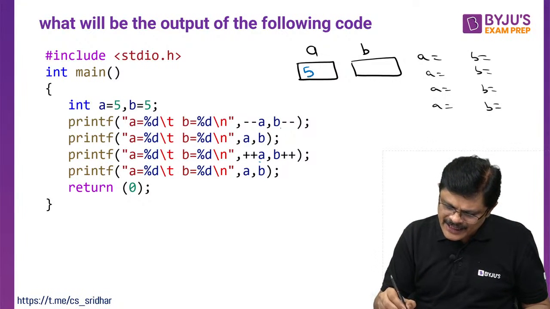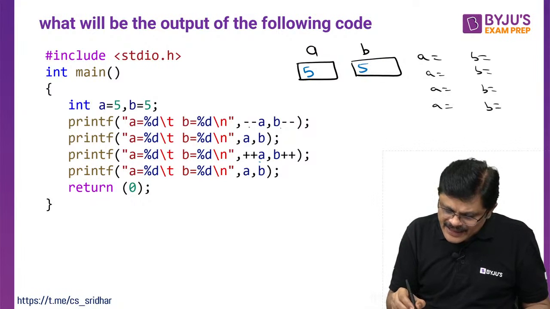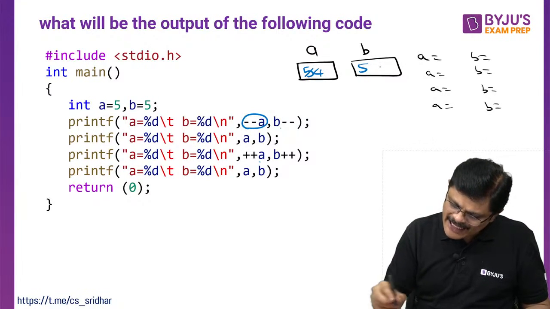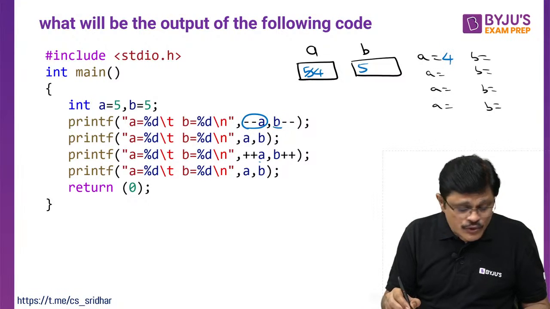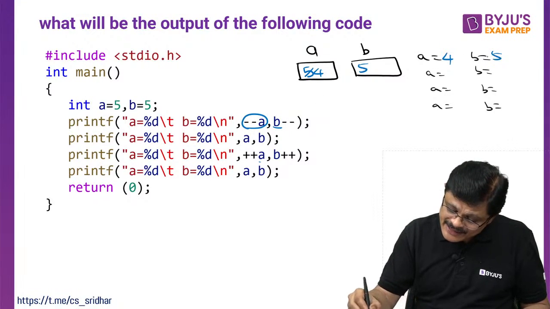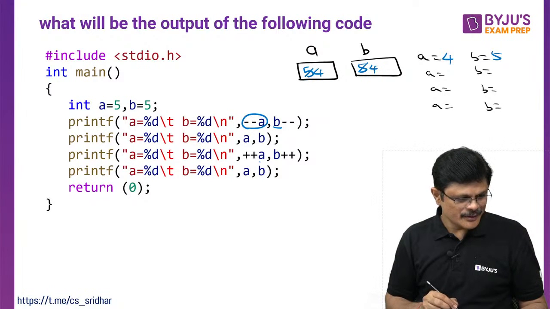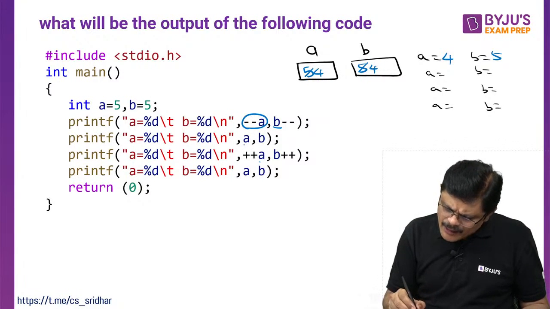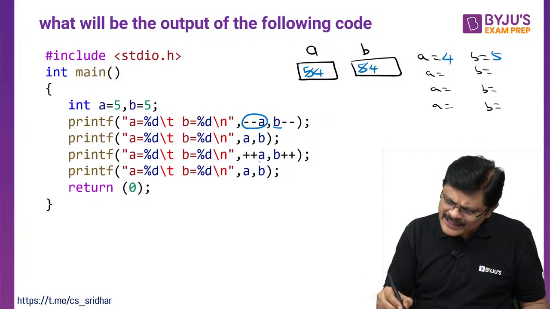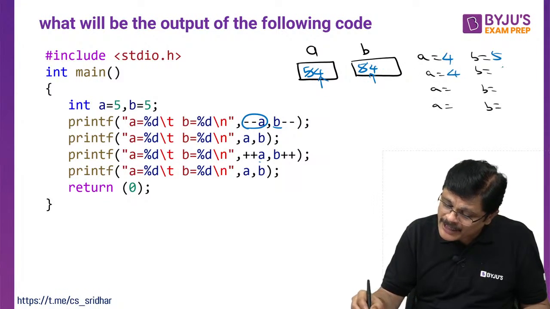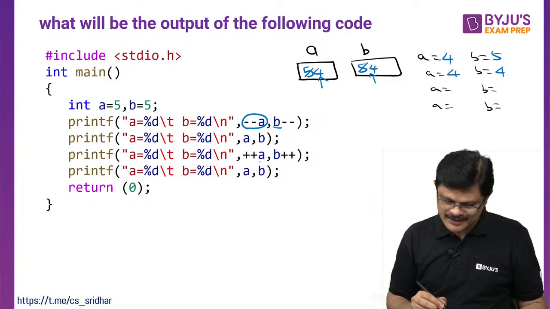See, originally A is 5, B is 5. Here A is decremented first, that is 4, and printed. B is used, that is, first B is printed, then decremented. Okay. Now here only those values are printed again, that is 4 and 4. These A, B values are printed, 4, 4 get printed. Got it? 4, 4 get printed.